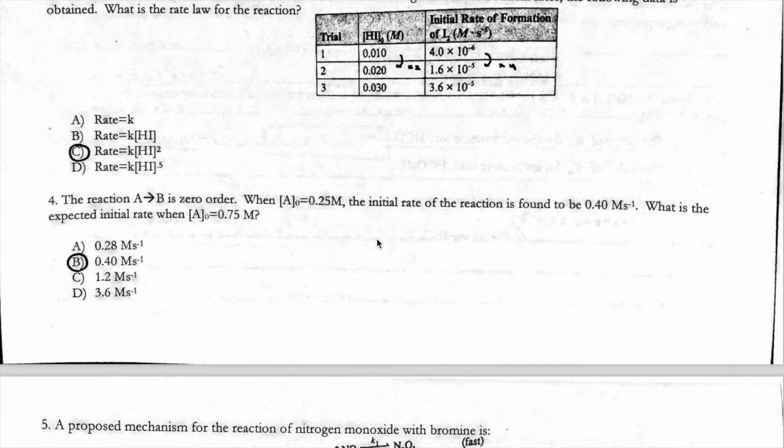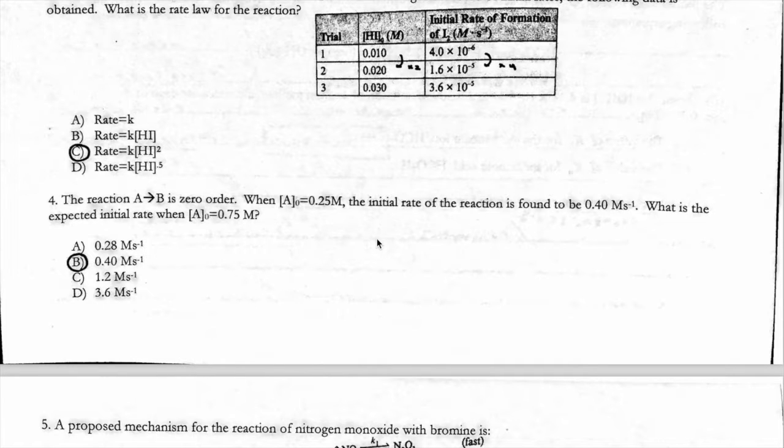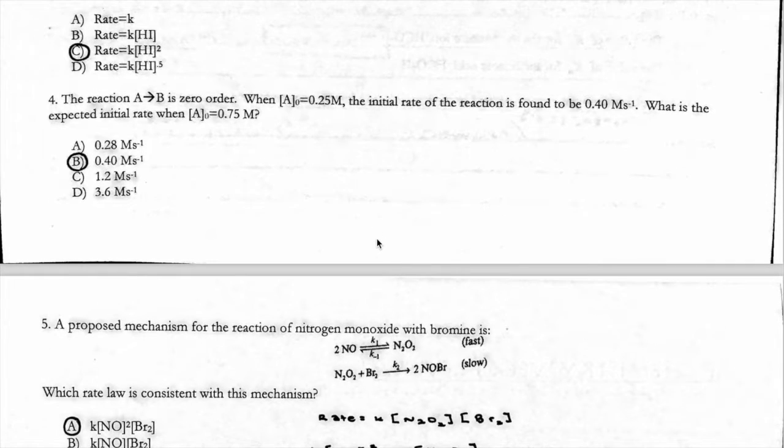Okay? For 4, the reaction A to B is 0 order. When the initial concentration of A is 0.25, the initial rate is 0.40. When the initial concentration is 0.750, what would the rate be? Well, since it's 0 order, that tells you the concentration does not affect the rate. Therefore, the rate will stay 0.40 molar per second.